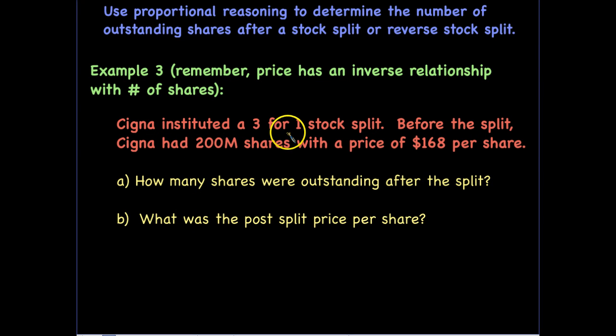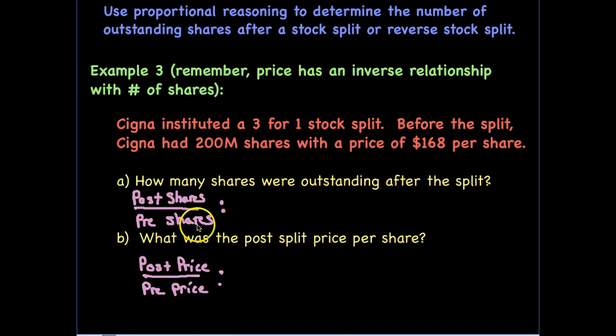Cigna instituted a 3-for-1 stock split. Before the split, Cigna had 200 million shares with a price of $168 per share. We want to determine how many shares were outstanding after the split, something we've already done, and then we want to determine what the post-split price is, and that'll be new. So let's set up our fractions. I've written out my fractions: post shares, pre-shares, post price, pre-price. And notice I've made a description rather than just post and pre in order to help my brain think about what needs to go on top and what needs to go on bottom.